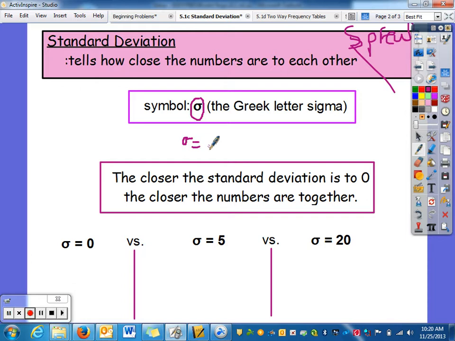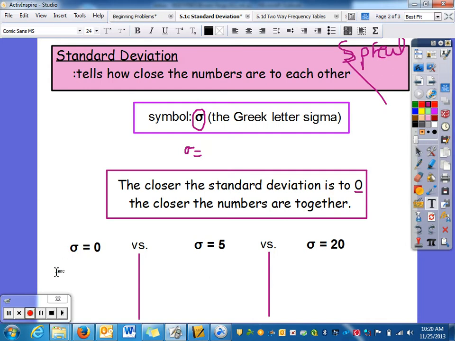So in standard deviation, the closer the standard deviation is to the number 0, the closer the numbers are together. So for example, I have my standard deviation is 0 right here. So that means my numbers are as close as they can be. So if I wanted to create a data set of numbers, they would all have to be the same. So in my data, it's 5, 5, 5, 5. In this one, if my standard deviation is 5, they are not close together.